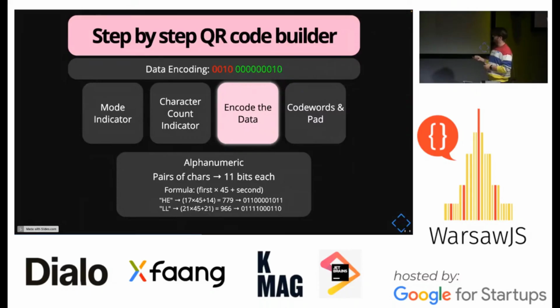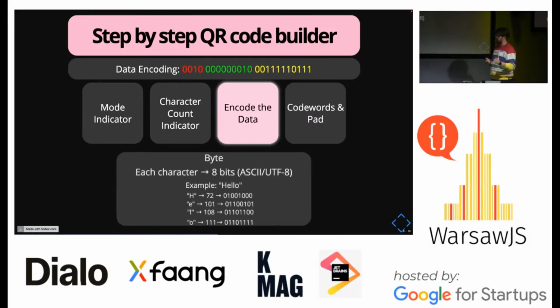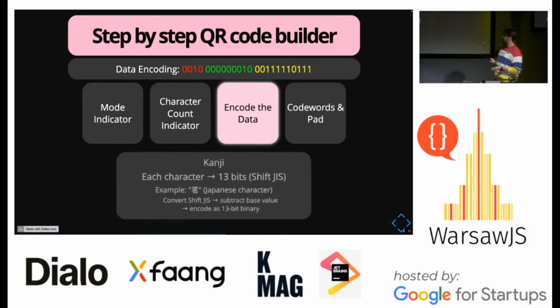And here's the formula. We take the first letter and take its number from the table which I mentioned before. Then we multiply it by 45 and add the second letter. We get a number, and we convert the decimal number to binary. In our case, it's this. There is also a different approach for byte mode and for kanji mode. So there are different approaches.